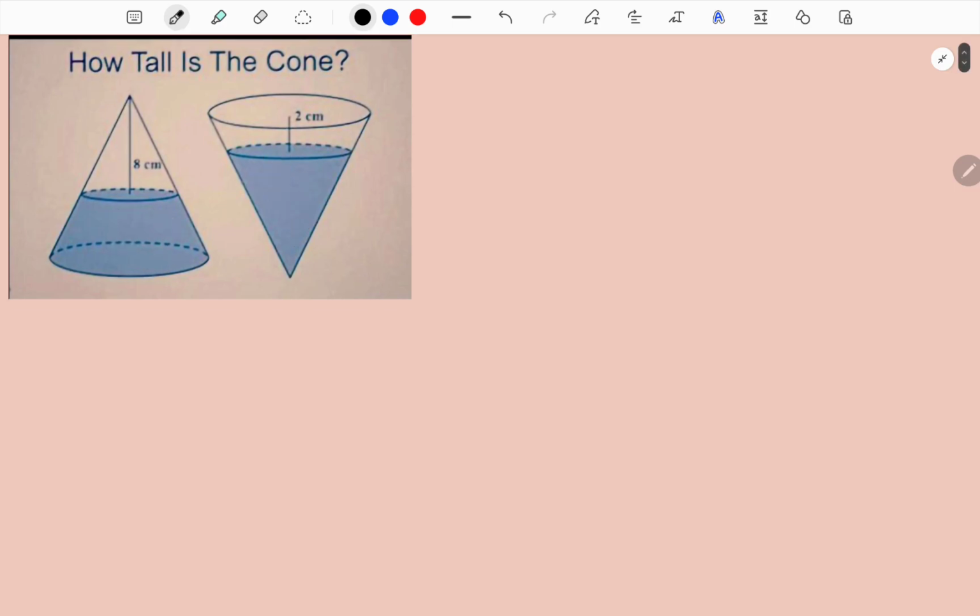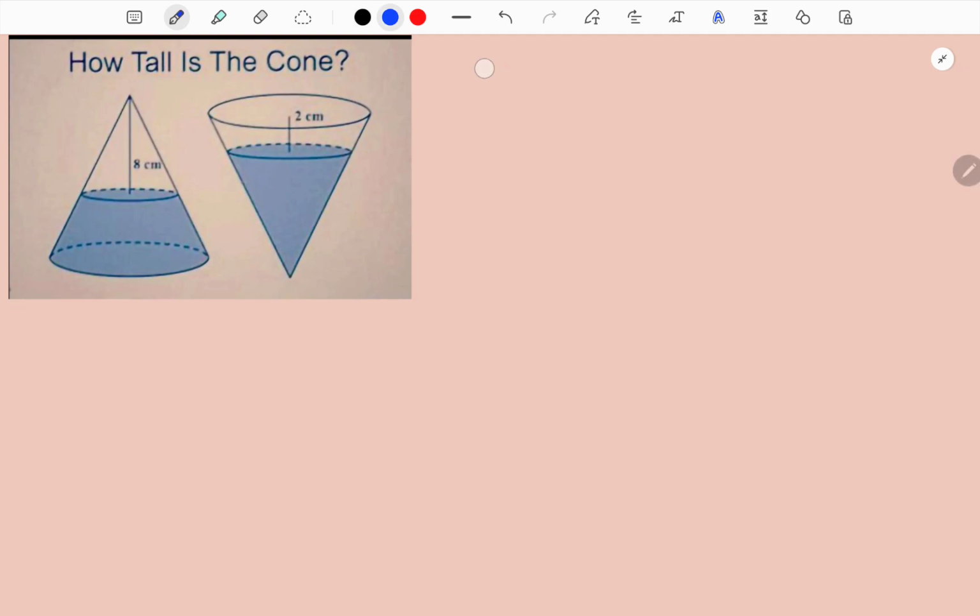The volume of the water doesn't change, it's fixed, except that when you place it flat on a table, it looks like this. But when you invert it upside down, it will look like that. So the volume of the water, the blue part, is the same. What is interesting is that we need to find out what the height of this cone is, so how tall it is. And no, you cannot just say 2 plus 8.